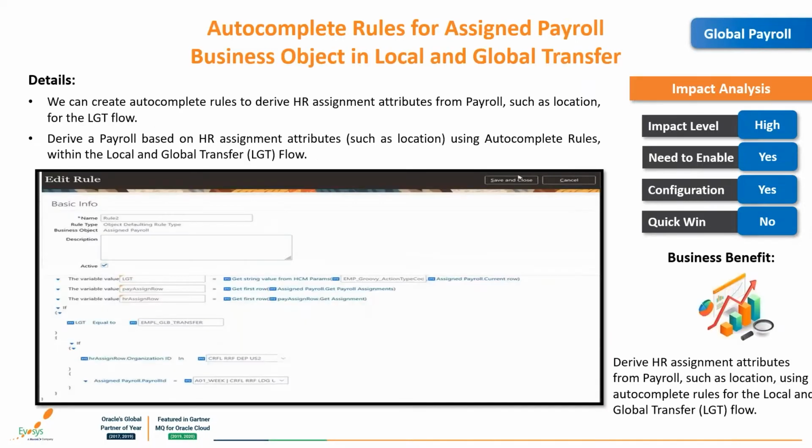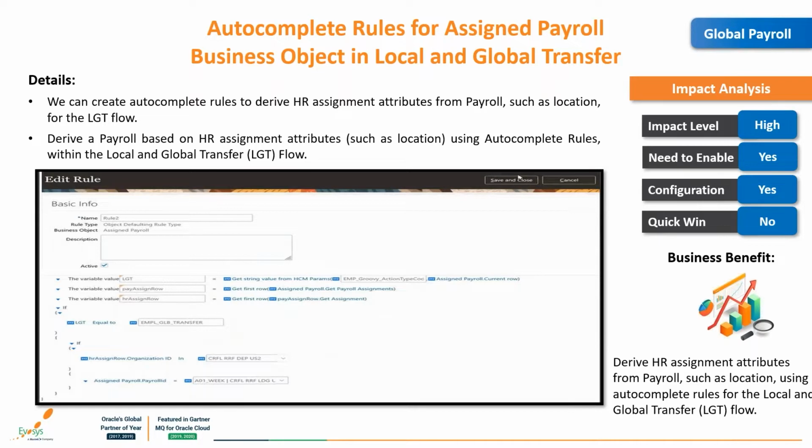The next feature is autocomplete rules for assigned payroll objects in local and global transfer. In the local and global transfer responsive page, we have the payroll section wherein if we want to default the payroll based on the transfer details that we are providing in the HR attributes, we will be able to do it from 22C onwards using the autocomplete rules.